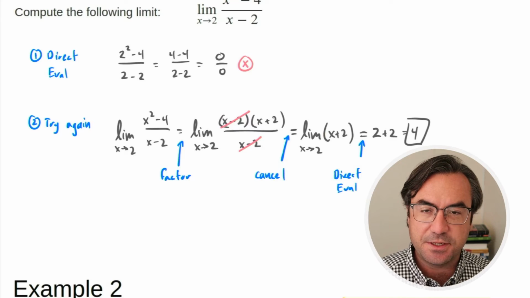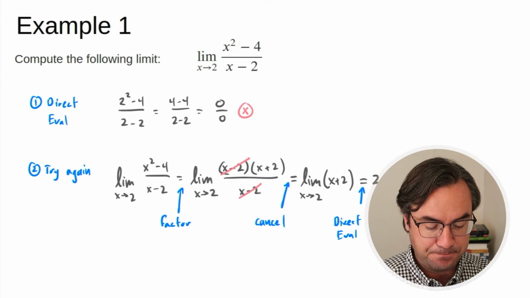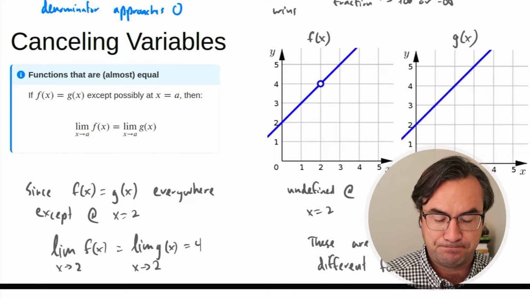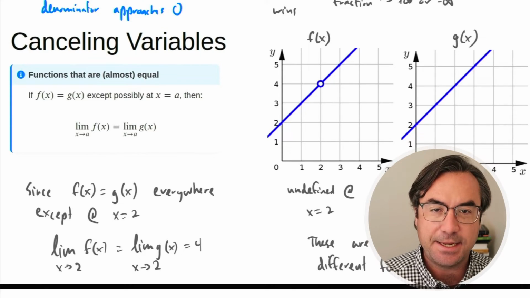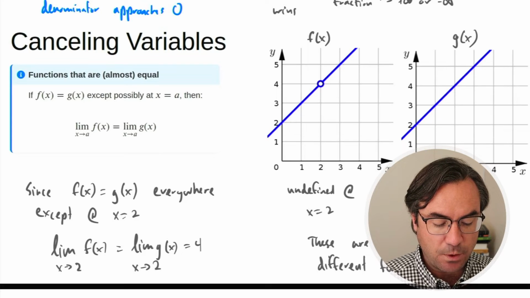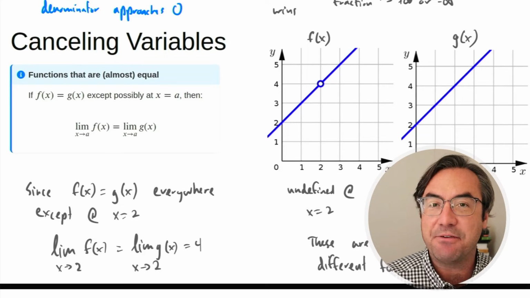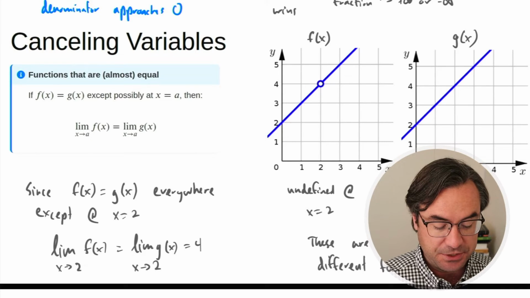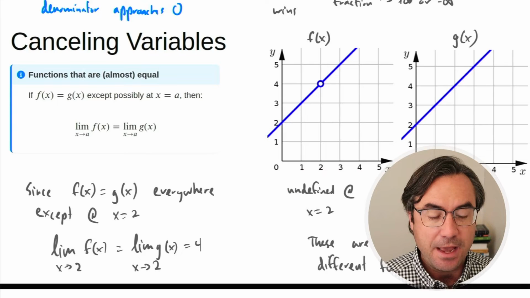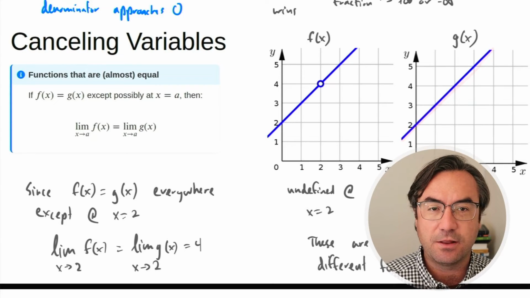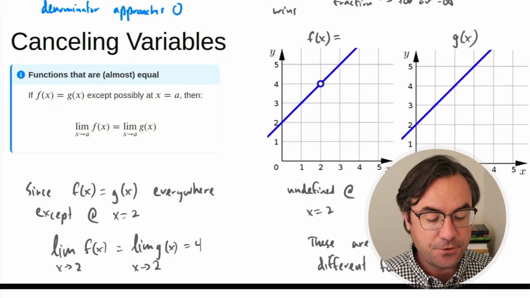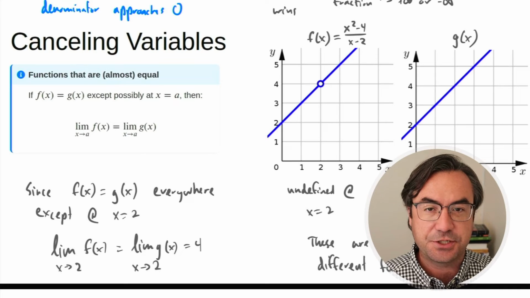Now, we mentioned this in class, and I want to go back. We looked at these two graphs, and we had this one graph, we called it f of x, that had a little hole there at x equals 2. So it was technically undefined at x equals 2. And then we had this other graph that looked like a line. We called it g of x. Well, this first one here is the graph of (x squared minus 4) over (x minus 2).